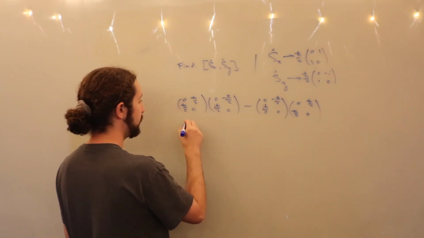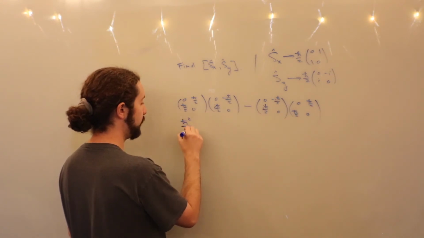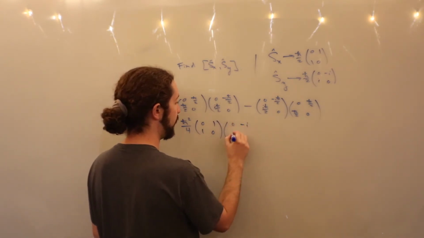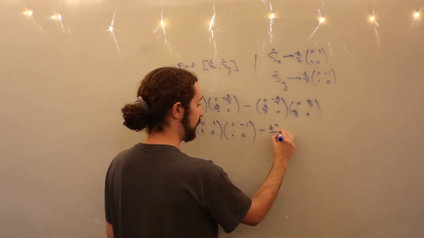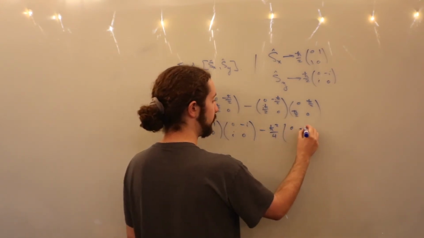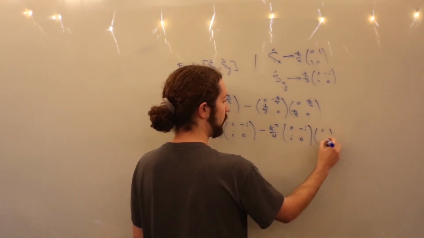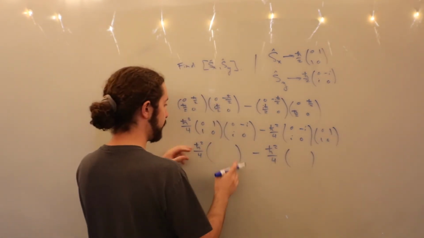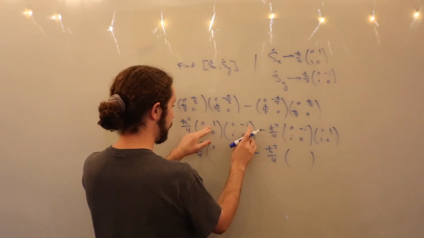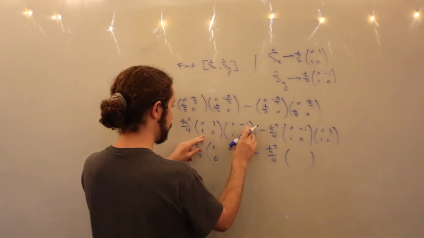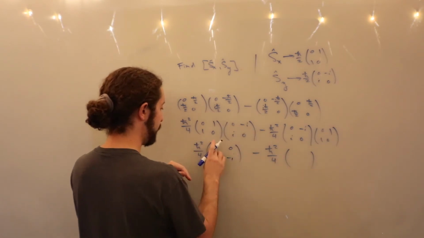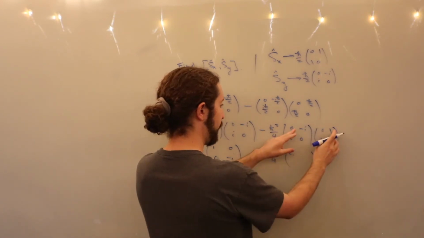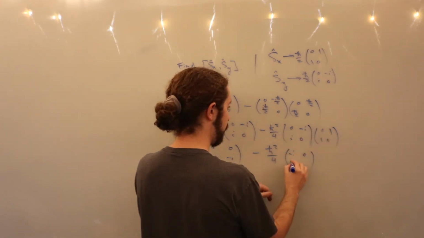So we could instead write this as ħ²/4 times 0, 1, 1, 0, times 0, negative i, i, 0, minus ħ²/4 times 0, negative i, i, 0, times 0, 1, 1, 0. Now if you multiply these out, you're going to get i, 0, 0, negative i here. And in this direction we're going to have negative i, 0, 0, i.